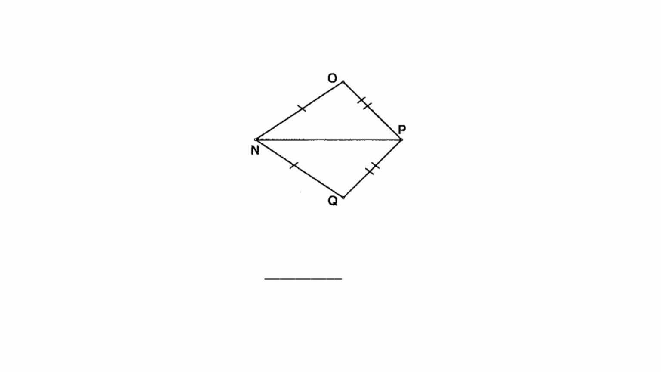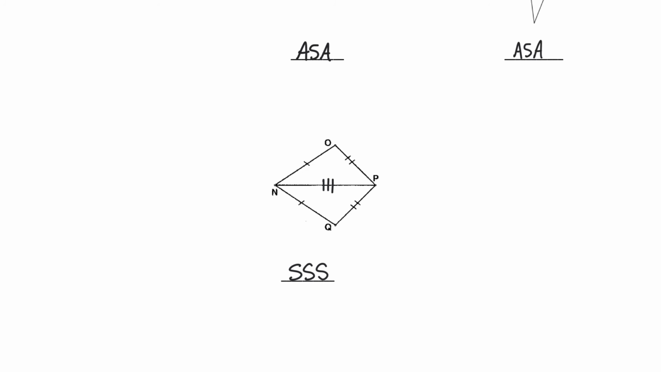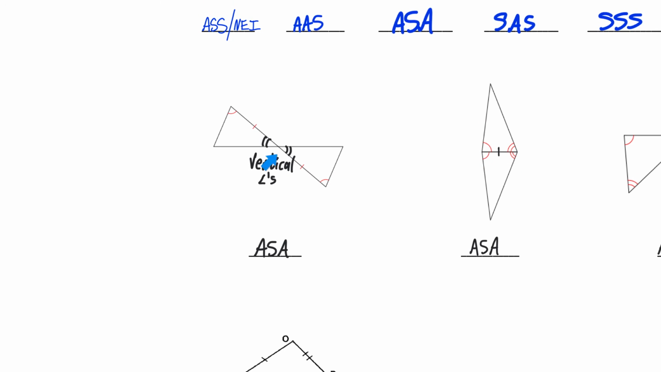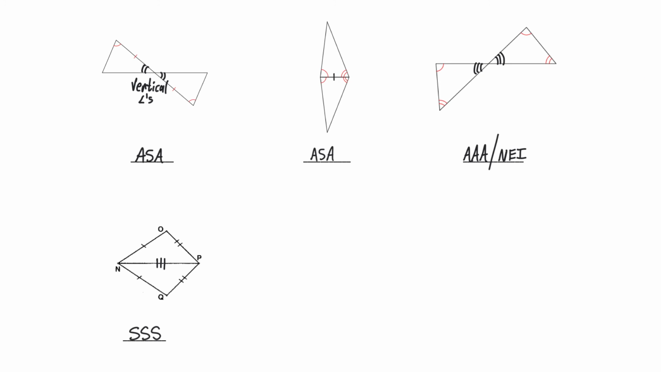And then on this one, is there anything else we know that's not marked? The line that connects them. NP is congruent to PN. And this is going to be side, side, side. So this is an application of the reflexive property. Anything is congruent to itself. And then the vertical angles. That's going to be something you need to think about on your quiz here. All right, any questions before we take our quiz? No. All righty.